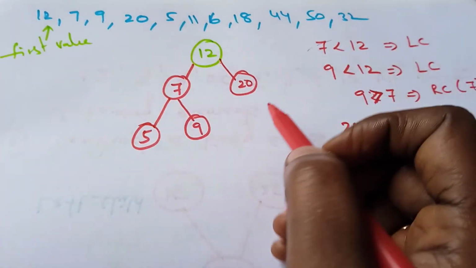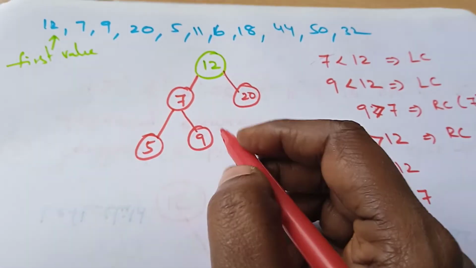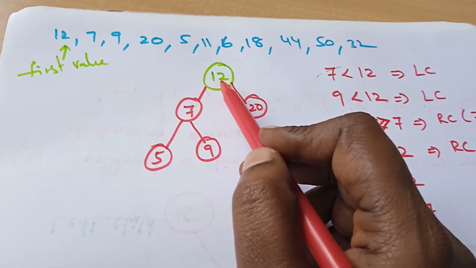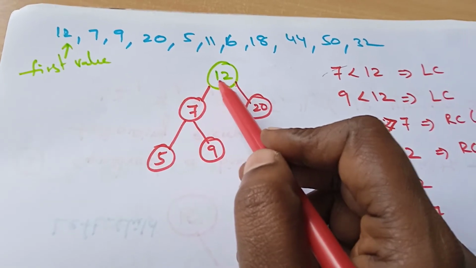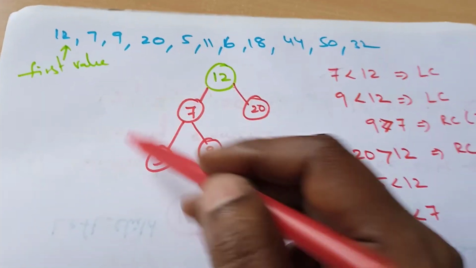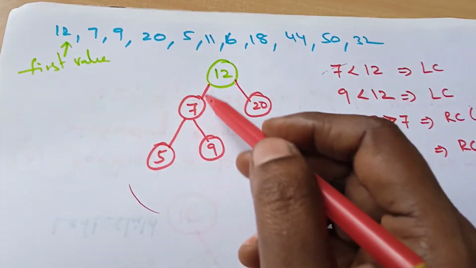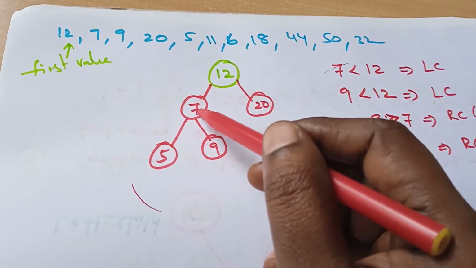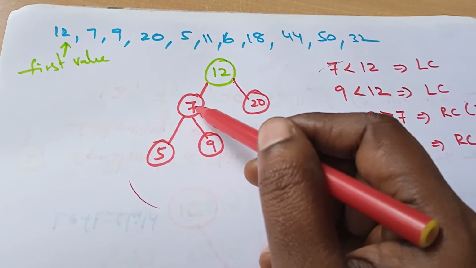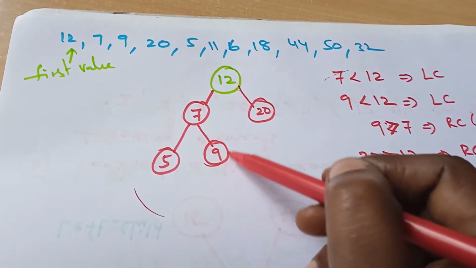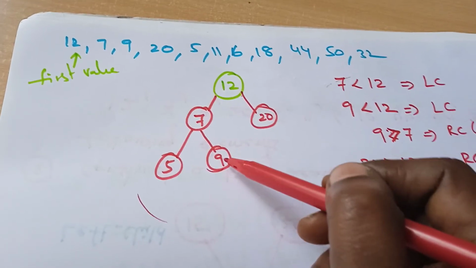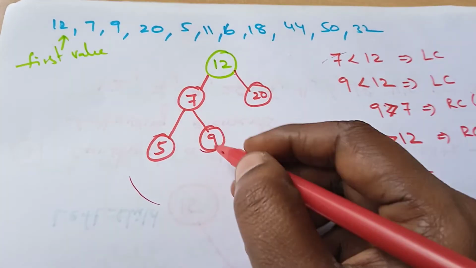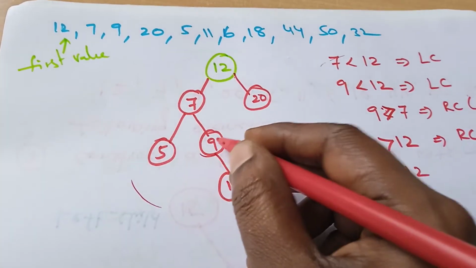Right? Now next is 11. Where do you have to place 11? 11 also has to be checked with 12. So it is lesser than 12. So 11 will get a place at the left hand side. Now the left hand side subtree is what? 7. Again you have to compare 11 with 7. Now when you compare, it will go to the right hand side. Now come this side. Again you have a node here. Now again you have to compare 11 with 9. Now when you compare, 11 is found greater than 9. So you have to place it as the right child of 9.